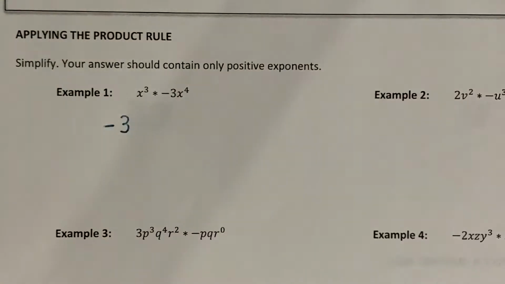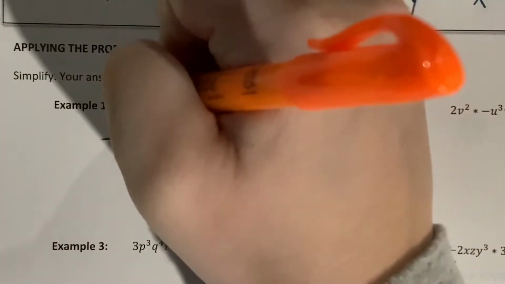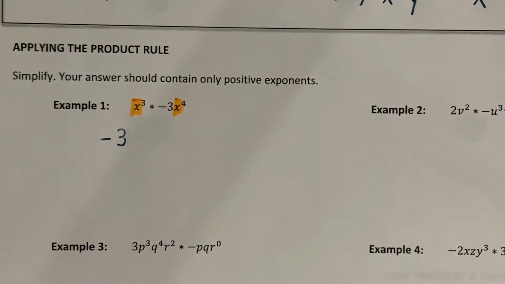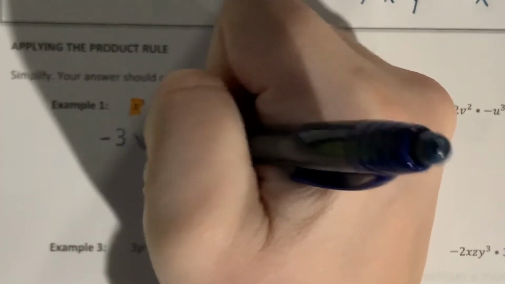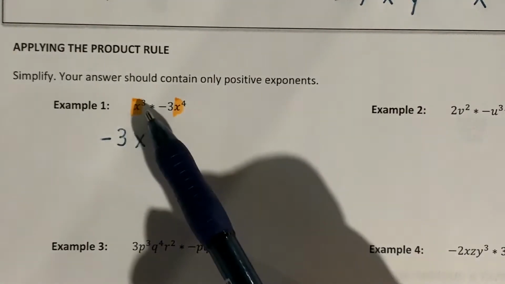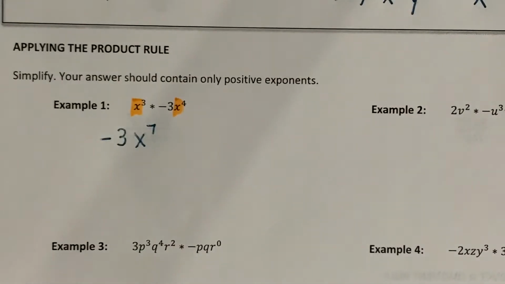So notice that these have the same base. They both have base x, x to the 3rd and x to the 4th. So what I can do is keep the base, and I will add the exponents. 3 plus 4 gives me 7. And there would be my final answer.